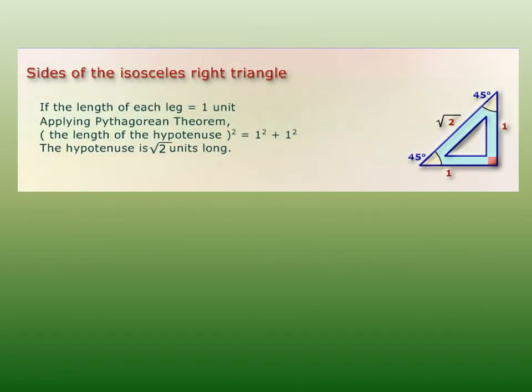Sides of the isosceles right triangle. If the length of each leg equals 1 unit, applying Pythagorean theorem, the length of the hypotenuse squared equals 1 squared plus 1 squared, then the hypotenuse is square root 2 units long.